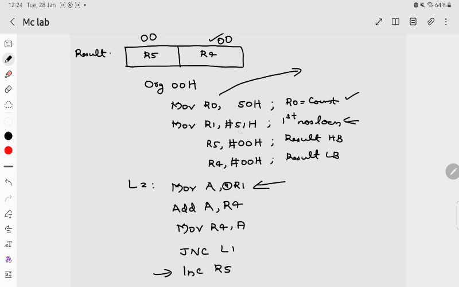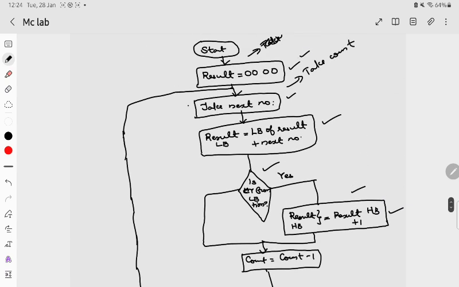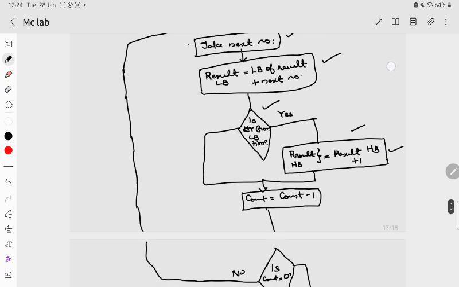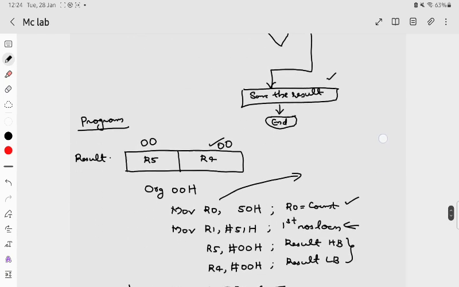So R1 we assign the value 51, because this value 51 actually to the programmer means it's the address of the memory that we know. That is what we are going to do at R1. Then we initialize the result like in the flowchart we did. Now our next step in the flowchart is take the next number. So for taking the next number, we are going to take the first number.